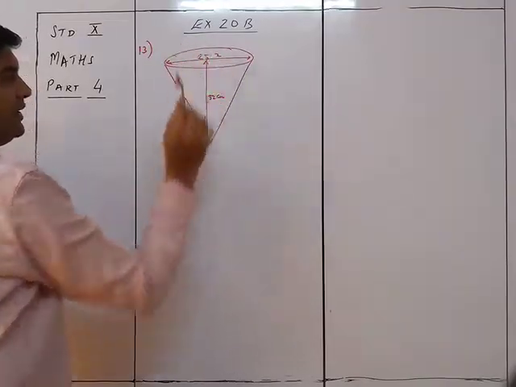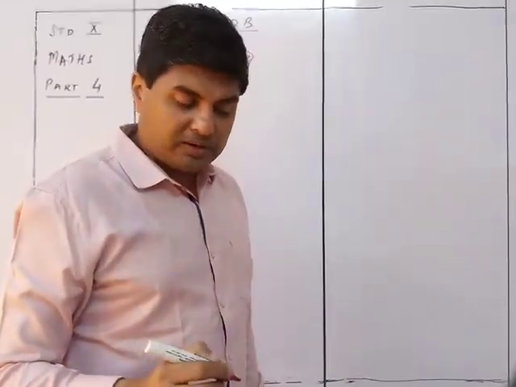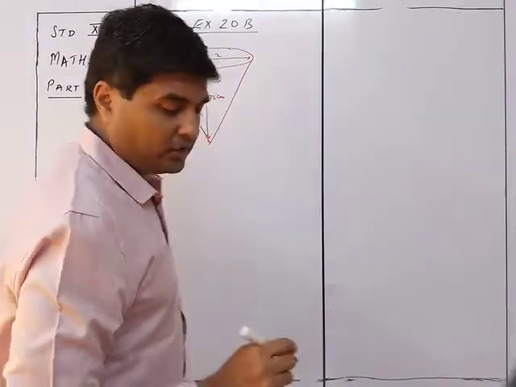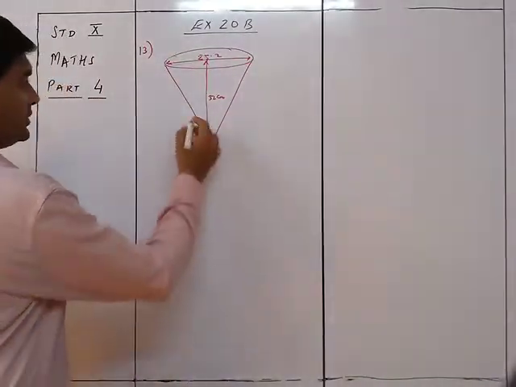So completely it is filled with water, and then what they have done is they have submerged 6 solid cones. So let's take 6 solid cones. So there is one cone here.